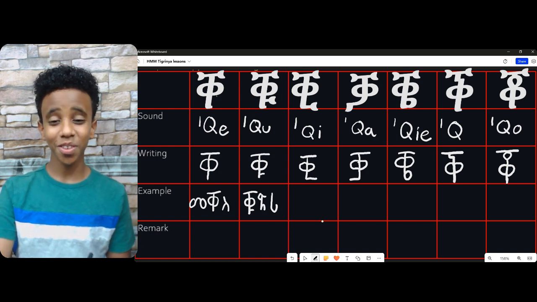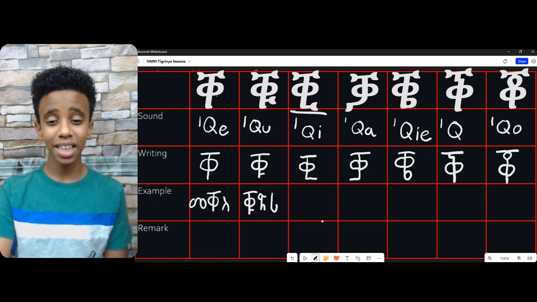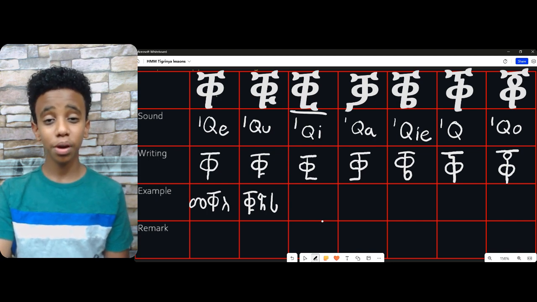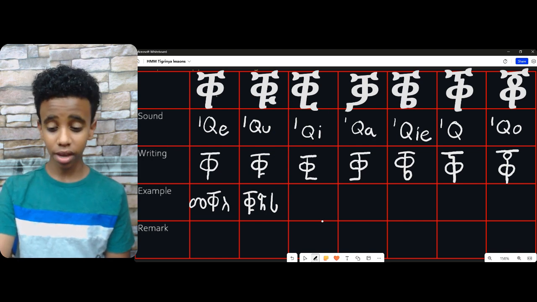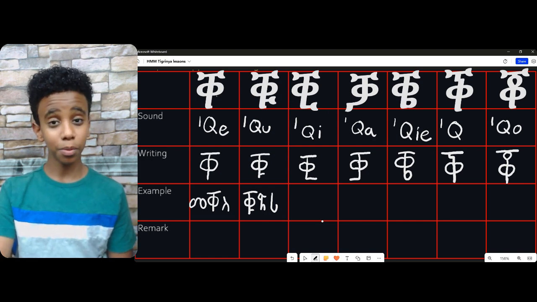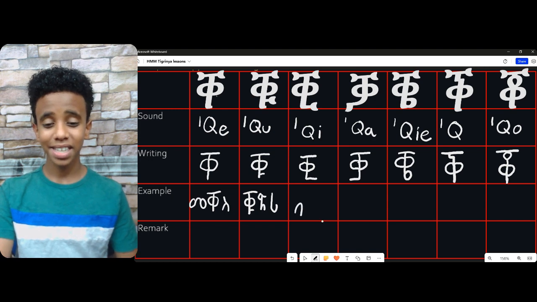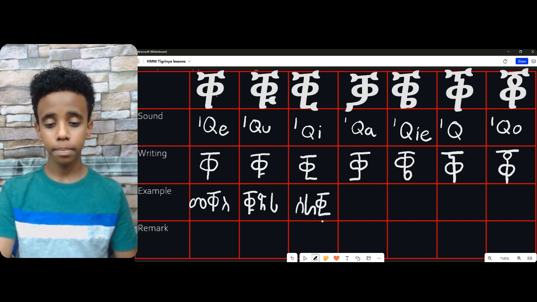Now let's go to our third Tigrinya letter. Our third Tigrinya letter is the letter Q. And if you were to ask me an example for the letter Q, the example I give you is sa, ra, Q. Saraqi.